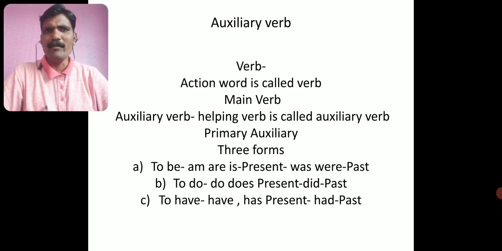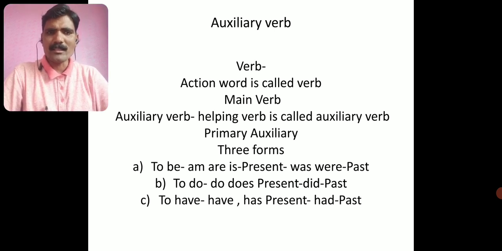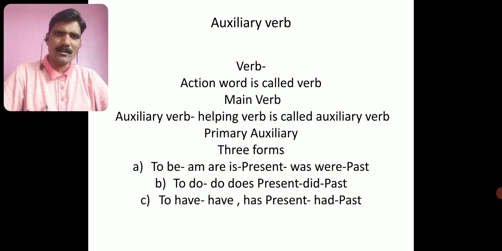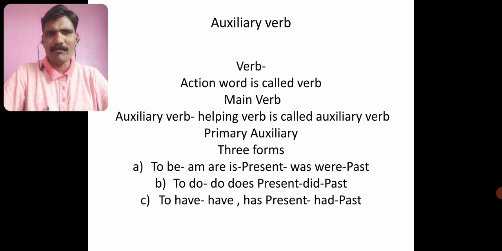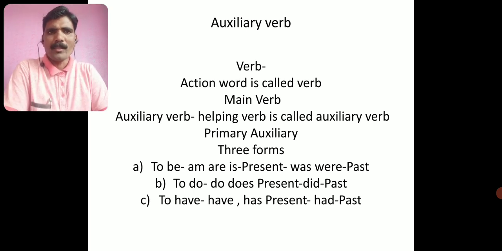Auxiliary verb can be defined as a helping verb. These auxiliary verbs are also divided into two types. One is primary auxiliary and the second is modal auxiliary. Modal auxiliary we will discuss in a later video. Now we are going to discuss here only primary auxiliary.